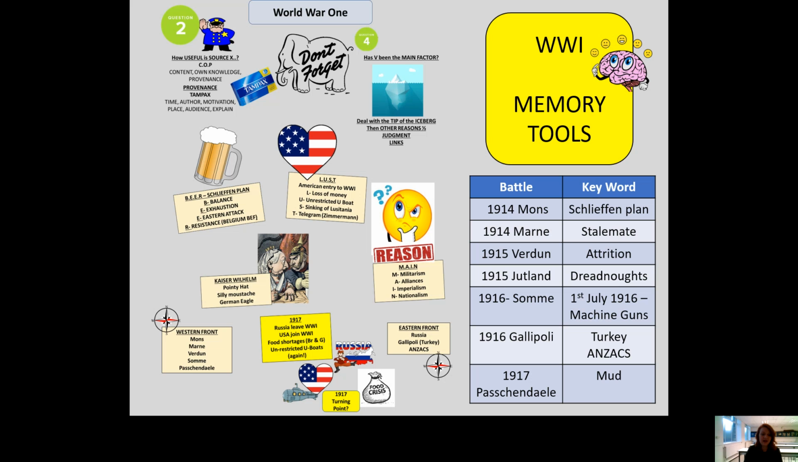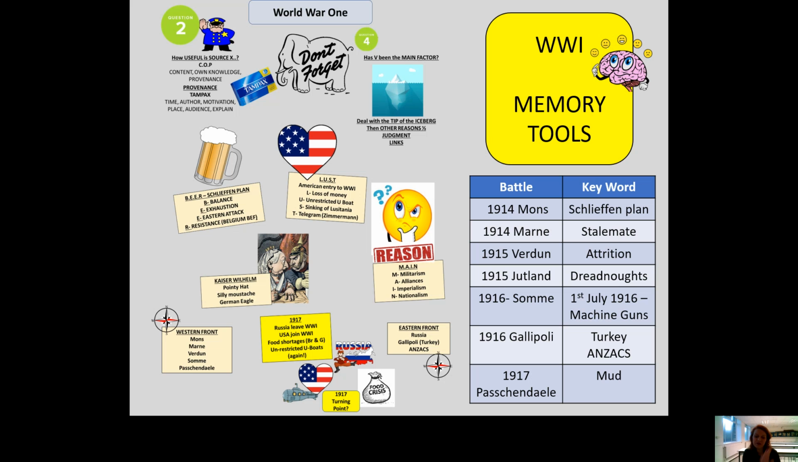Think about your Western Front battles and your Eastern Front battles. Important that you can distinguish between the two. Don't start, for example, writing about Gallipoli in a question on the Western Front. And then just in the bottom, I've clustered 1917 as a turning point, quite a few big events in 1917. So having them all together there might help you later on.